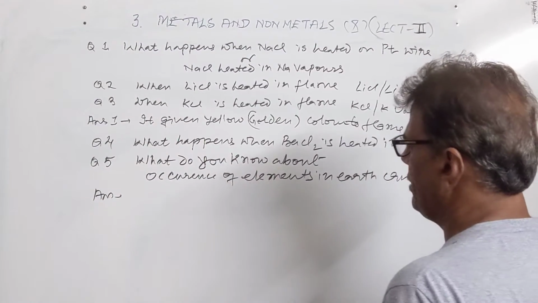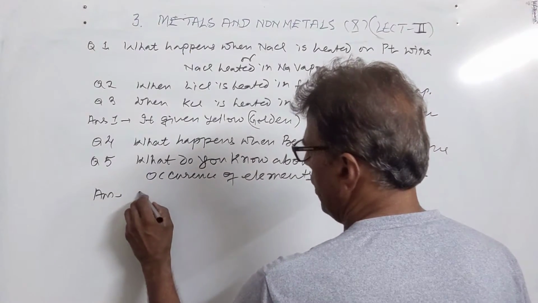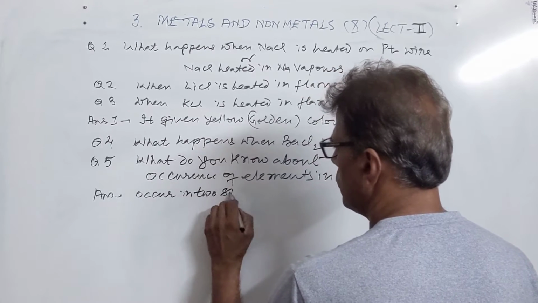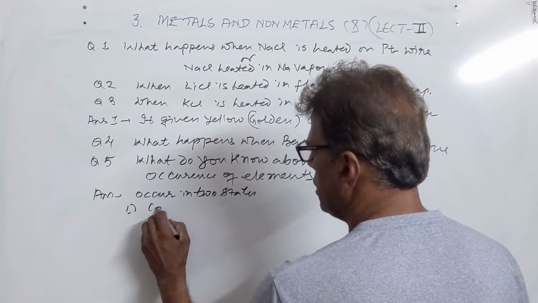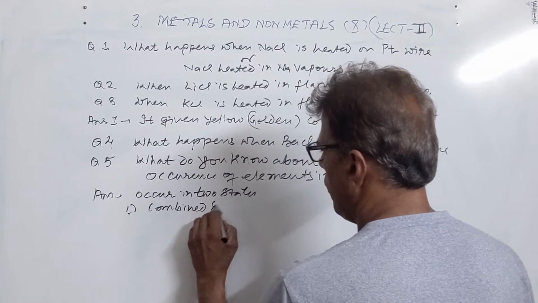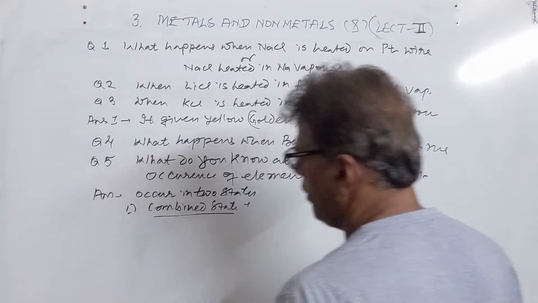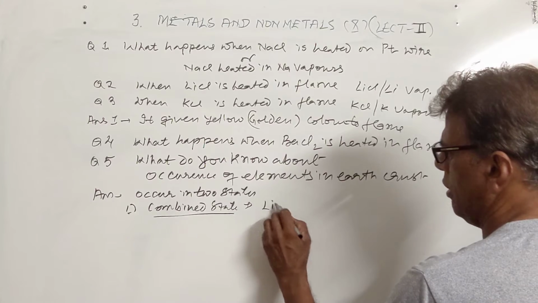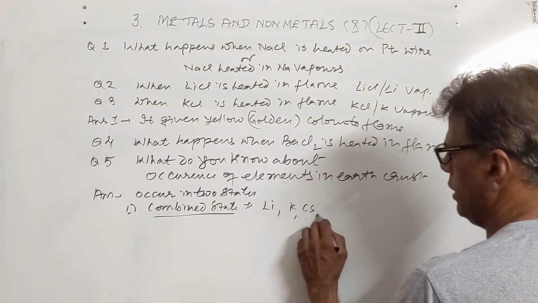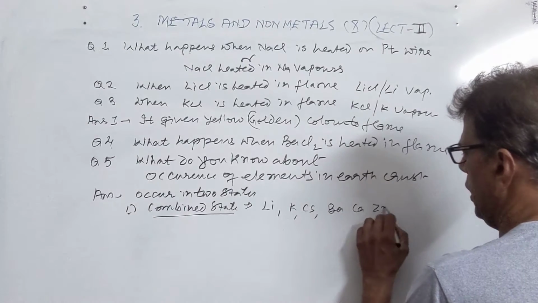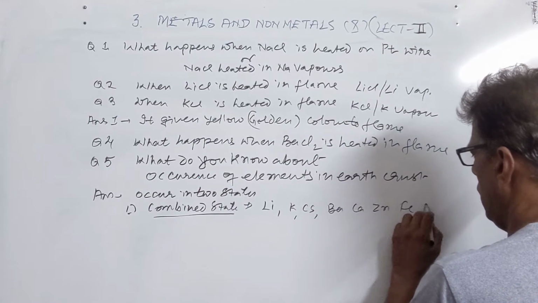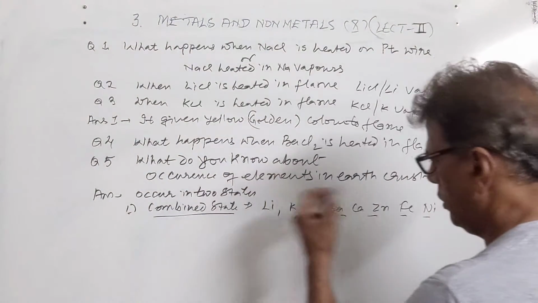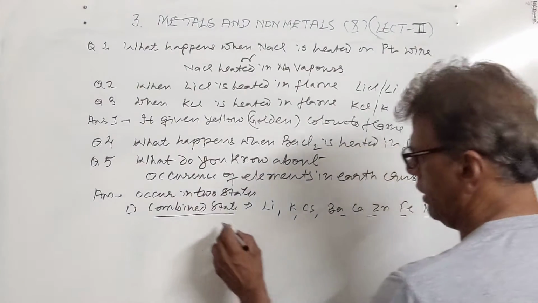Now what do you know about occurrence of elements in the earth crust? The elements occur in two states. Number one is the combined state. Most of the metals are found in the combined state. They lie above hydrogen in the electrochemical series. These are lithium, potassium, cesium, barium, calcium, zinc, iron, nickel. All these elements which are above hydrogen in the electrochemical series exist in the combined form.